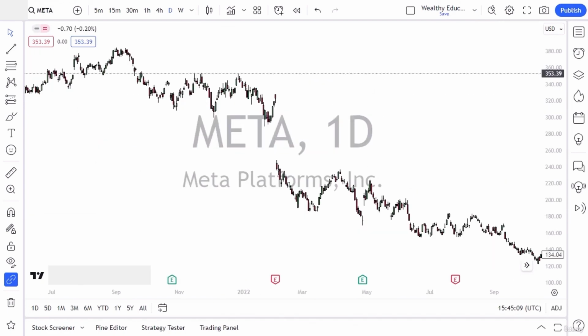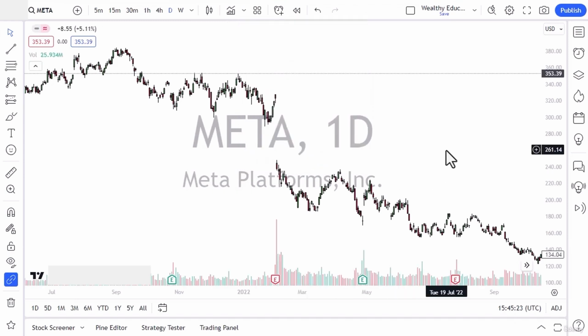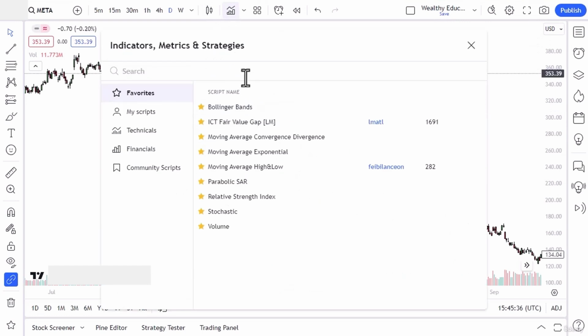So in this video, I'm going to be taking a look at a volume indicator called the on-balance volume. OBV is a pretty popular indicator, and it is different than volume. So you can see volume here shows up as a series of bars on this Meta Platforms chart. First things first, we've got to put it on the chart.